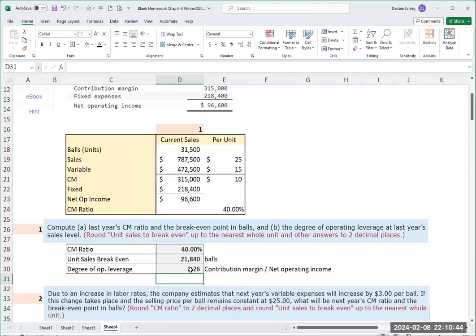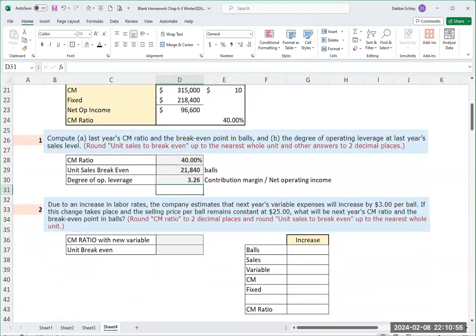So that means that my degree of operating leverage is contribution margin divided by net operating income. Okay. So now they're going to throw some changes at me.